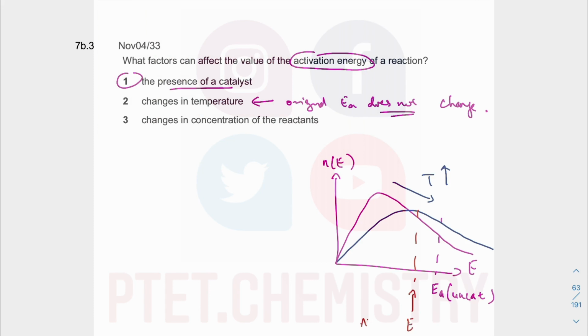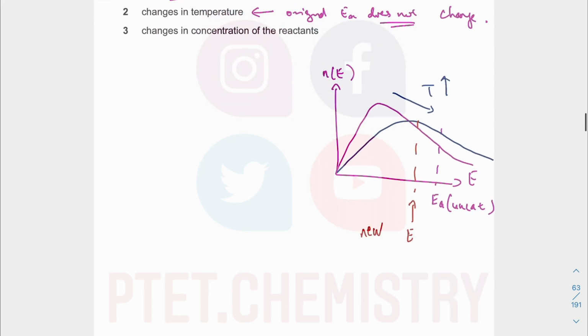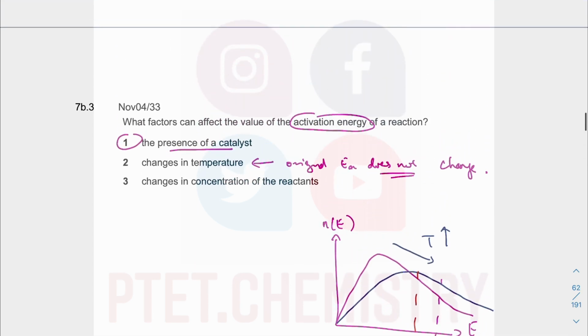Then you have a new lower EA, which will be catalyzed. But does that mean that your original activation energy changes? It doesn't. It is still there. It's just that now you have an alternative reaction pathway for the catalyzed reaction. That's what catalysis is all about.